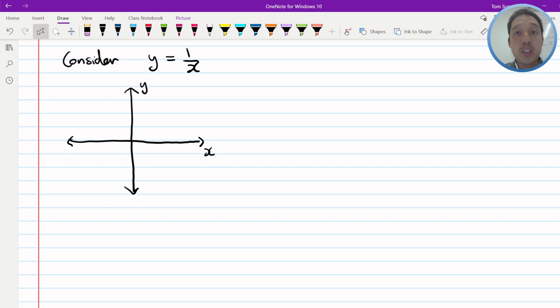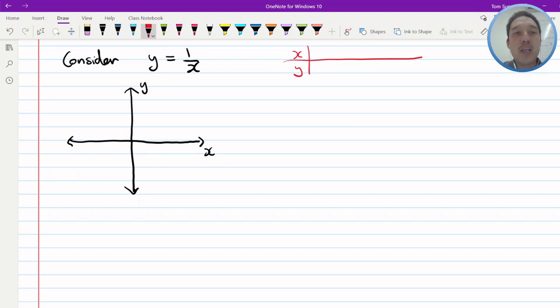Now, one of the ways to investigate how a graph could look is simply to come up with a table of values. If you don't know what they look like, this is what it can look like. Here are your x values, here are your y values, and you set a group of x values and then determine the y values and get your coordinates.